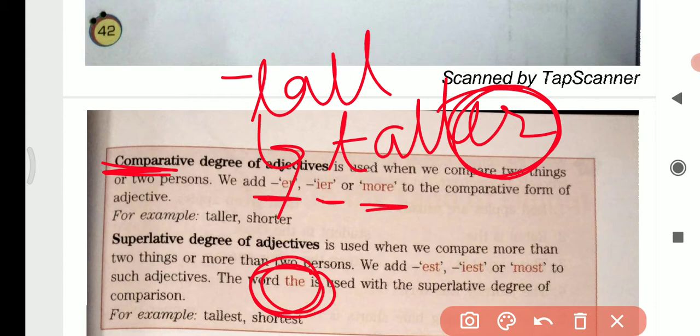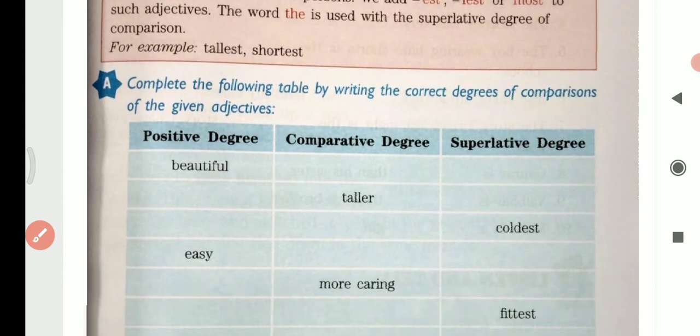Sita is the most beautiful girl of this class. The most beautiful. I have used "the". So whenever "the" is used, that means you have to use the superlative degree over there. So I hope the concept of degrees of comparison is clear to everybody.